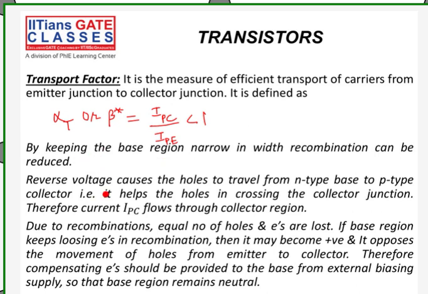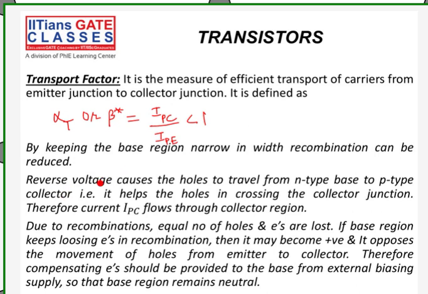That is, I have written words, so you just understand those. By keeping the base region narrow in width, recombination can be reduced. That is the main concept. Base region we keep very less, so recombination is very less. It means it is negligible.